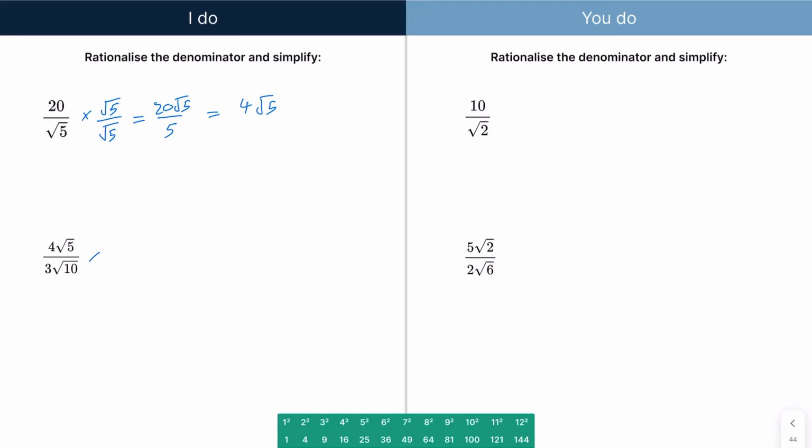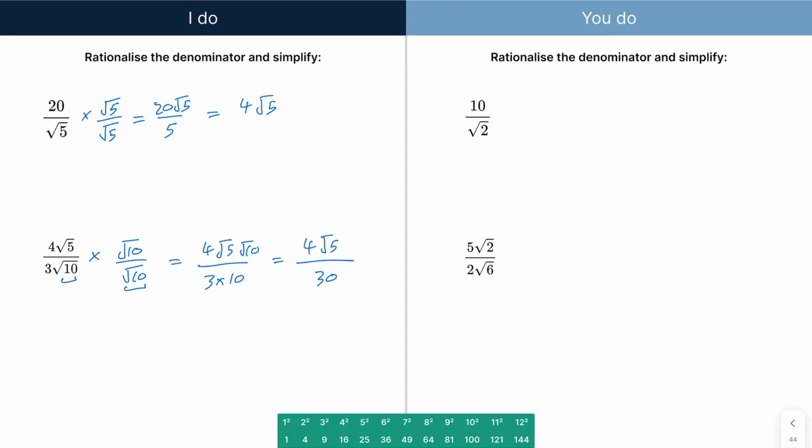So to rationalize this one, you just need the surd bit, you don't need the 3. So root 10 over root 10. And again, what's the point of doing this? Because that and that combine, so that leaves me with 3 times 10. And at the top, that becomes 4 root 5 root 10, which becomes 30 root 5.